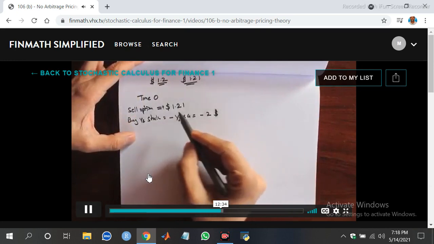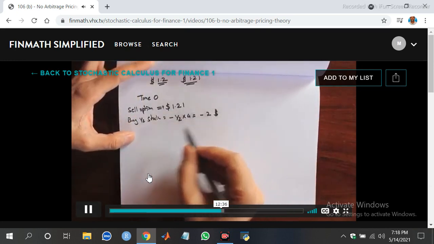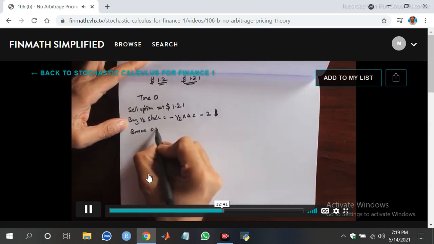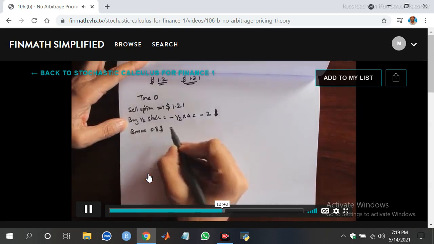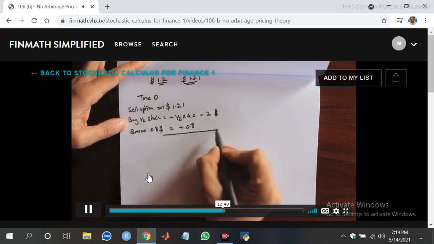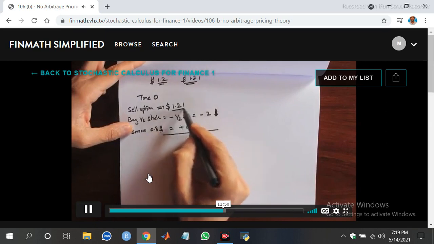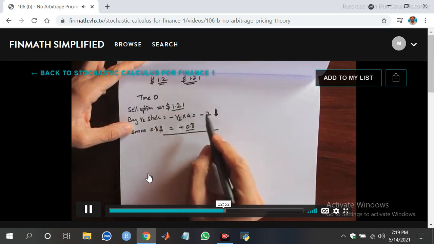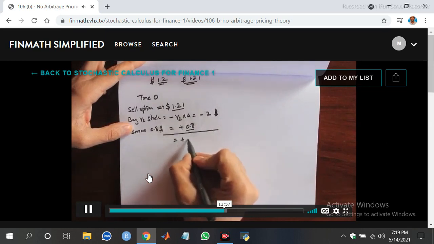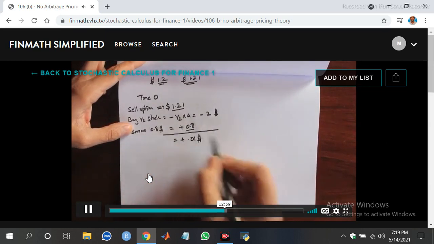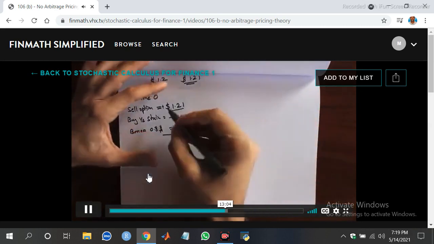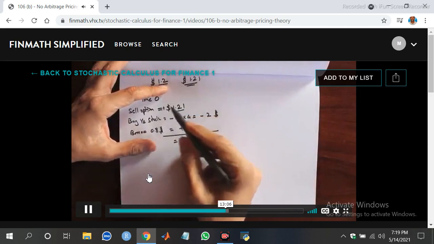Okay, so this was the cash inflow, this is the cash outflow, and we borrow $0.8 from the money market account. So this is a positive cash flow. If you look at our cash flow now, we get $2.01 and we pay $2. So net cash flow is positive $0.01. Very simple. Now let's see what's going to happen to this portfolio, all the things that we've done at time 0.